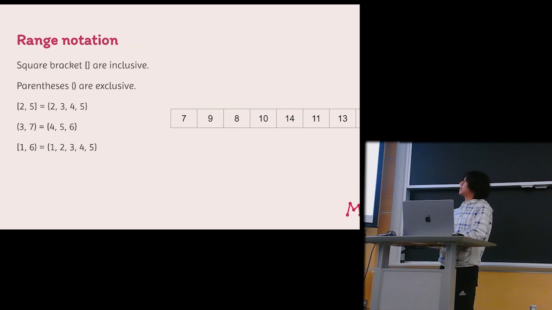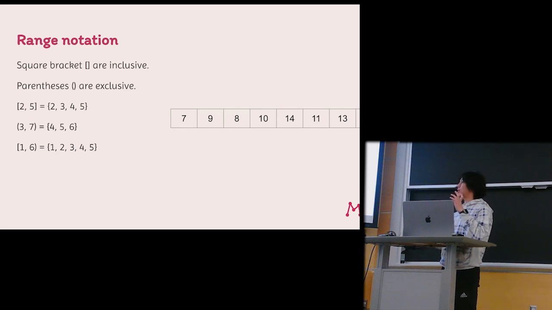Before we dive into prefix sum itself, here are just some range notations that we'll use for the rest of the lecture. If you have square brackets, that means that these are inclusive. So for [2, 5], with square brackets, that is 2, 3, 4, and 5. If you use parentheses, these are exclusive. So for (3, 7), you would exclude 3 and 7 and only have 4, 5, 6.